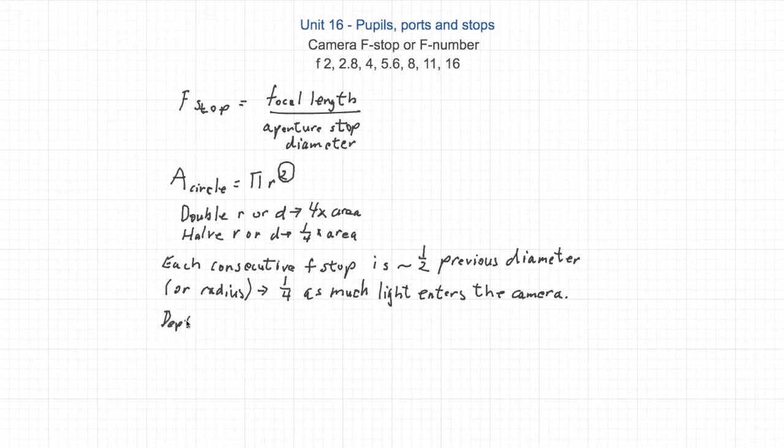Now, not only does the aperture size influence the amount of light that comes into the camera, it also influences what's called the depth of field. The depth of field is how much of the picture is in focus in front of and behind the target that you're imaging.